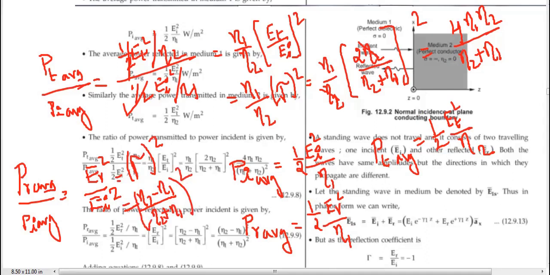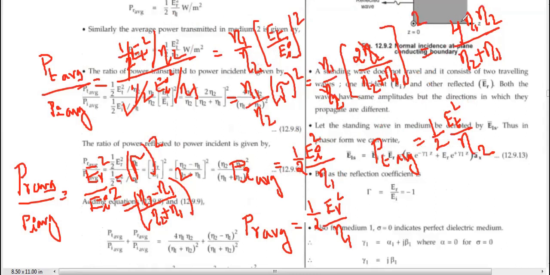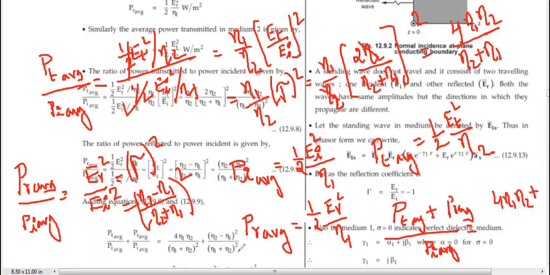Okay, my dear students. Now we have the two functions, PT average by PI average and PR average by PI average. Adding the two functions, PT average plus PR average, whole divided by PI average, is equal to, what is the first function? For PT average we got 4 eta 1 eta 2, and adding the function here, eta 2 minus eta 1 whole square, whole divided by eta 2 plus eta 1 whole square in the denominator, since both functions have it.